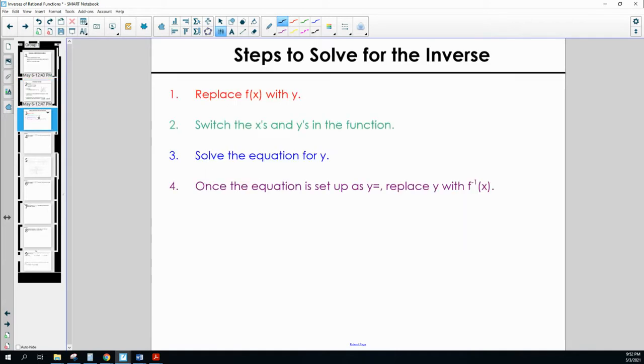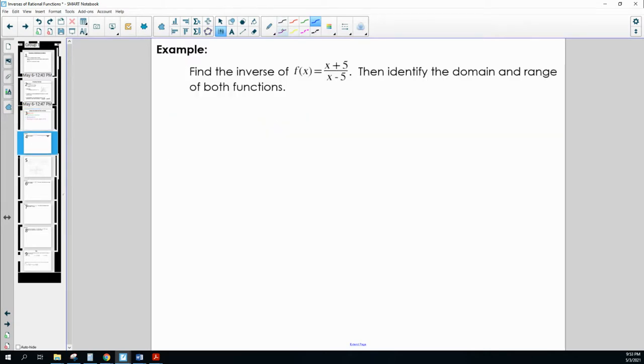So the steps to solve for the inverse, and this is true for any inverse that you're solving: the first thing you want to do is replace f of x with y. It could be f of x or g of x, or any other letter with x. Then we want to switch the x's and the y's in the function, and then we solve the equation for y. Once we have the equation set up as y equals, we'll replace the y with f inverse, or g inverse if we're using g. Okay, so let's put this into practice here.